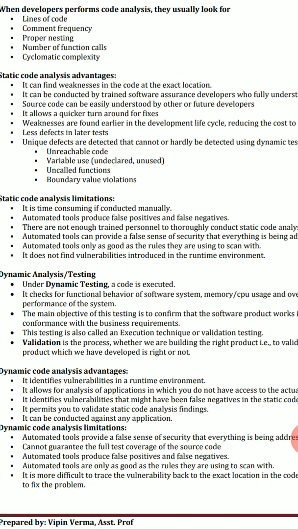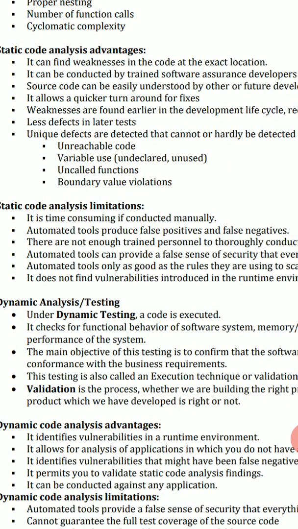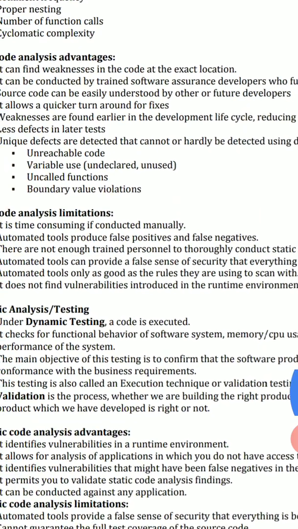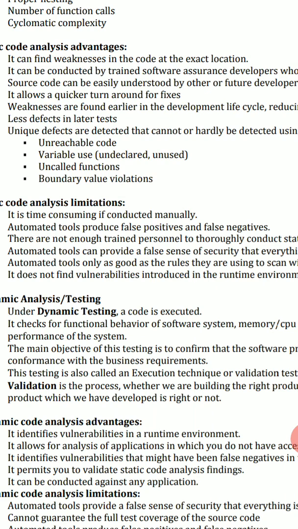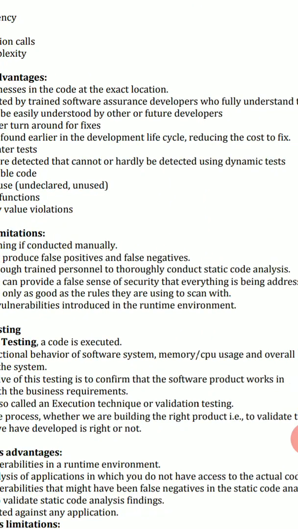Then the source code can be easily understood by other or future developers. Then it allows a quicker turnaround for fixes. That means whenever we have found any kind of error, we can now rectify that error. So weaknesses are found earlier in the development cycle, because before execution of the module or the product, if we have found the errors, we can find the weakness of the software development life cycle, and we can reduce the cost to fix.